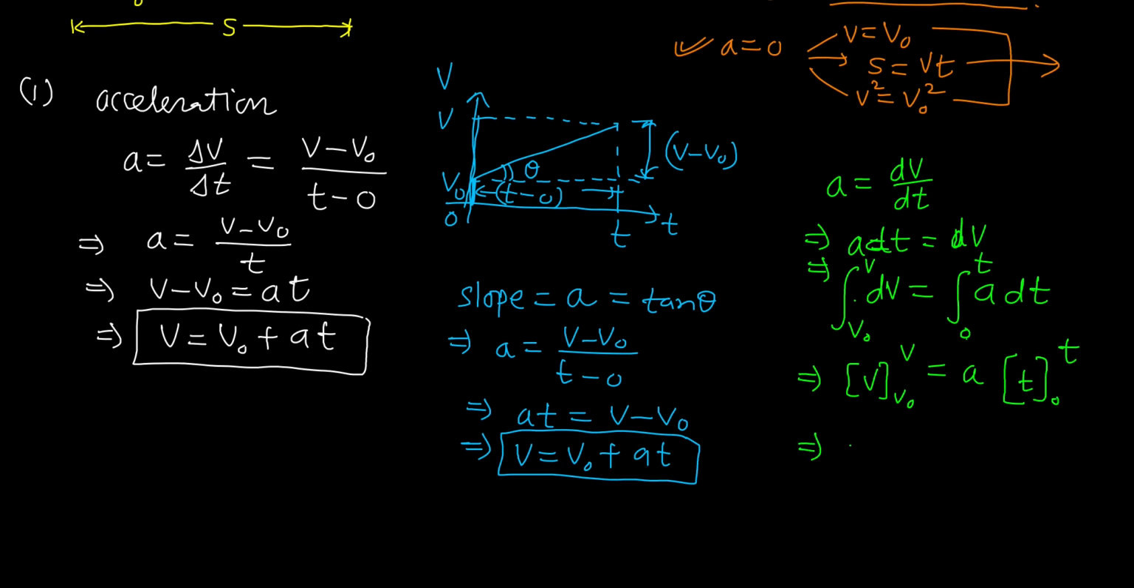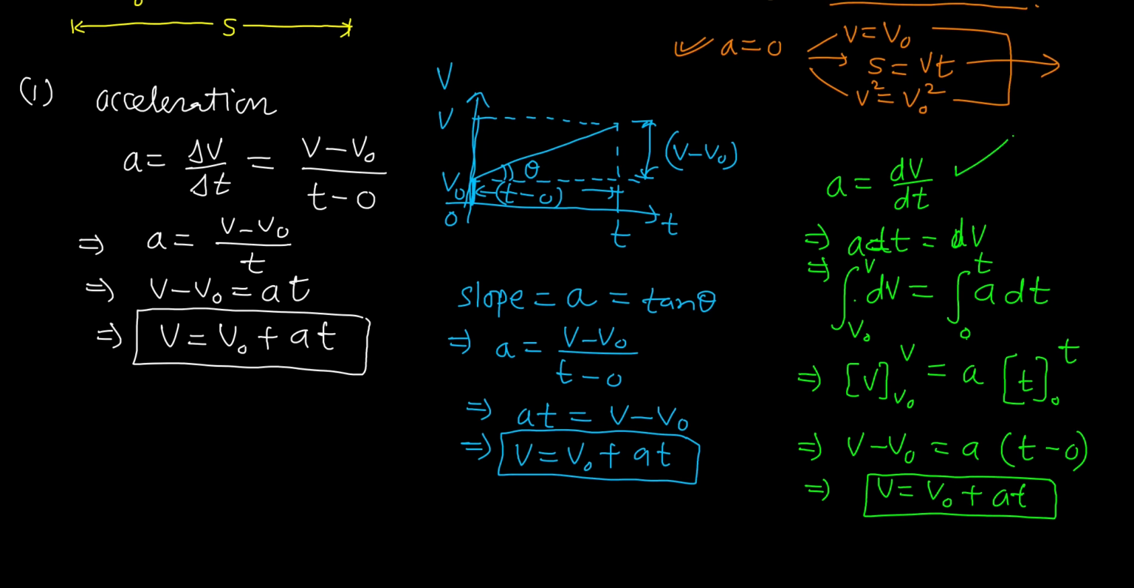Let's put in the upper and lower limits, so v minus v naught is equal to a times the upper limit t minus the lower limit 0, so it is a t. You transfer this v naught to the right hand side, then it becomes v equals v naught plus a into t. So again we got the first equation of motion, but this time it has been derived from the basic derivative of velocity. So I hope you understood these three different ways of deriving the same first equation of motion.